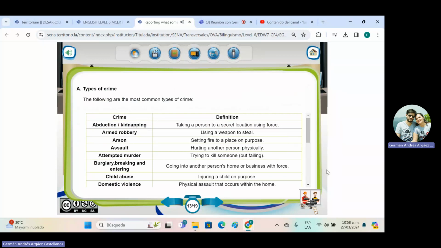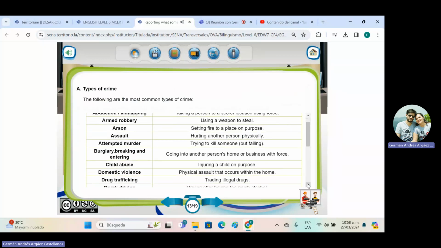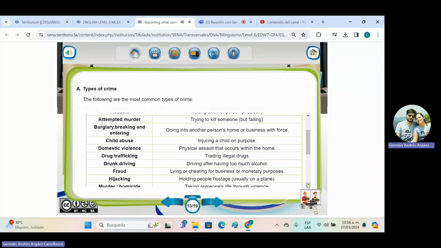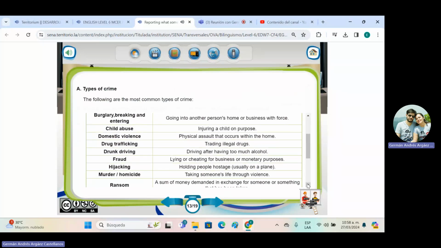Crime, definition. Abduction, kidnapping: taking a person to a secret location using force. Armed robbery: using a weapon to steal. Arson: setting fire to a place on purpose. Assault: hurting another person physically. Attempted murder: trying to kill someone but failing. Burglary, breaking and entering: going into another person's home or business with force.